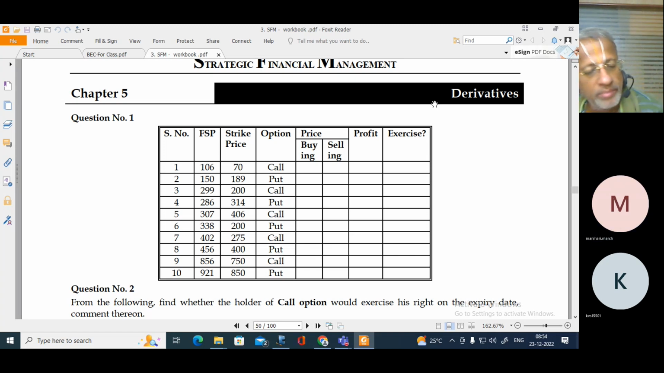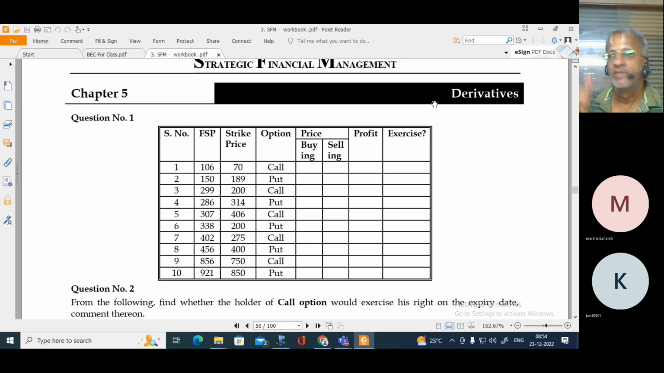See, 189 is the selling price. Therefore, by default, 150 is the buying price. You will end up with a profit of 39. You will exercise. So you should understand a very simple thing. When there is a profit, you will exercise. When there is a loss or no profit, no loss, you do not exercise.